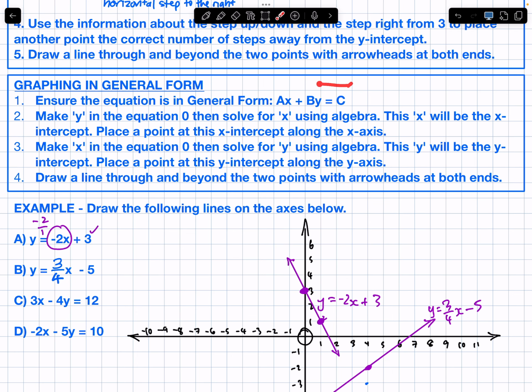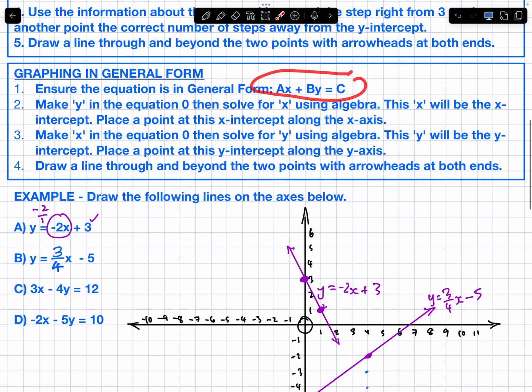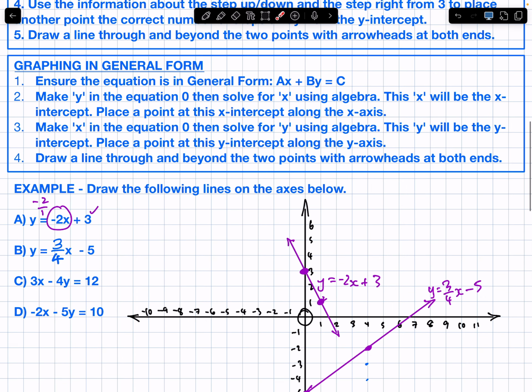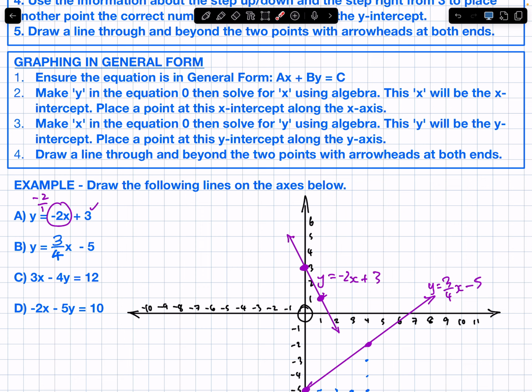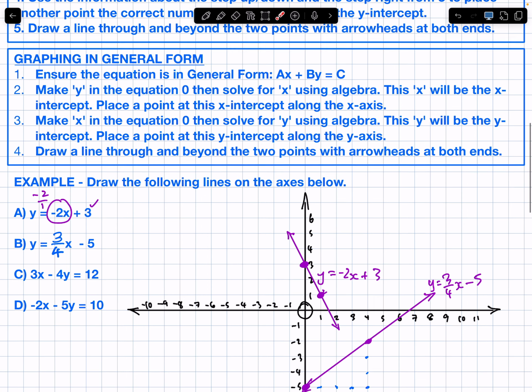All right, quickly go through the steps in general form. So make sure the equation is in general form. What do we do first? Make y in the equation equal 0, then solve for x. This x is going to be the x-intercept. You put a dot at the x-intercept on the x-axis. One dot is not enough to draw a line. So what do we do after that? You make x in the equation equal 0, then solve for y. This y is going to be the y-intercept, and you place that point on the y-axis. Now I've got 2 dots, one on both axes. I can draw a line between them.